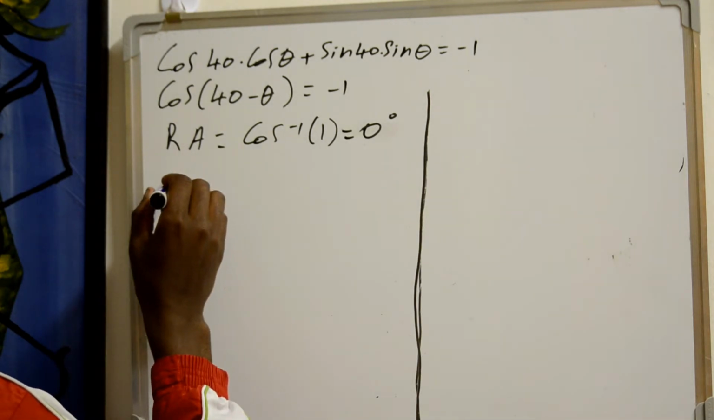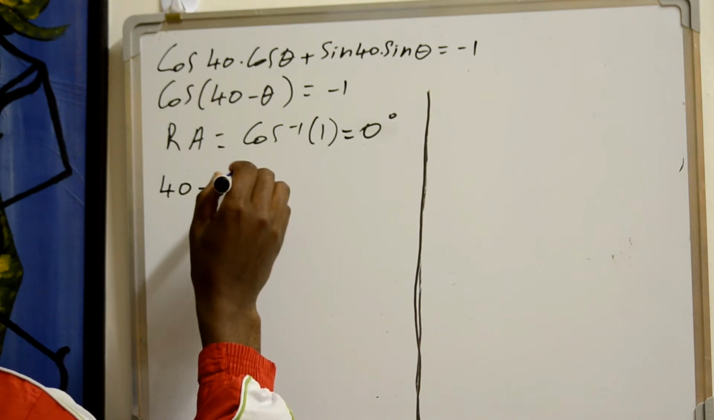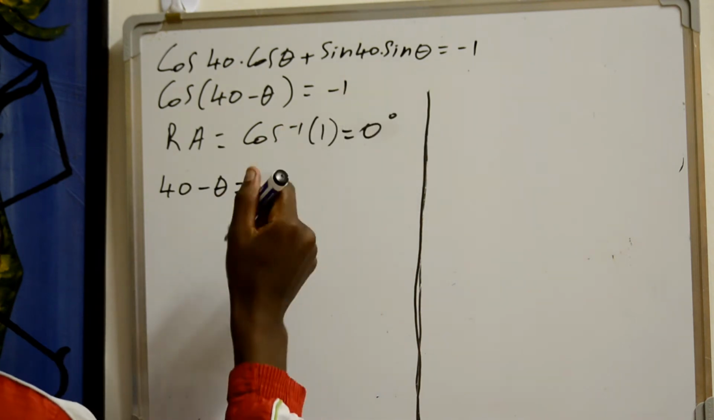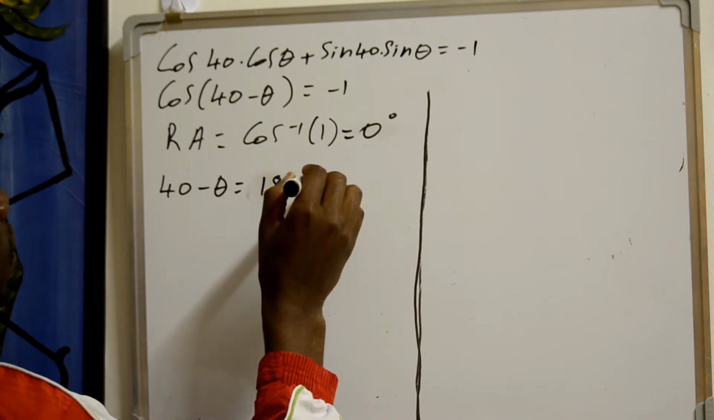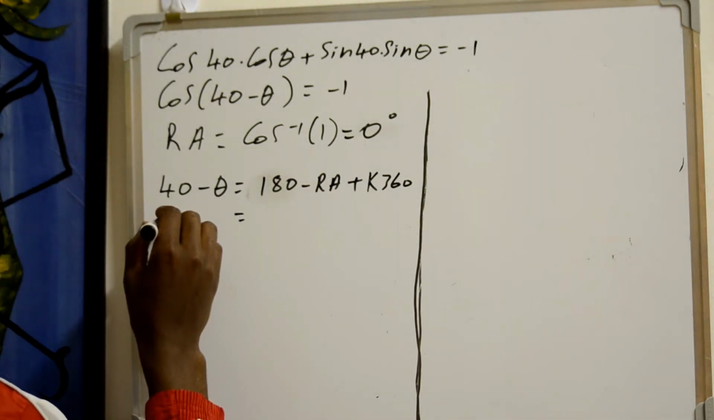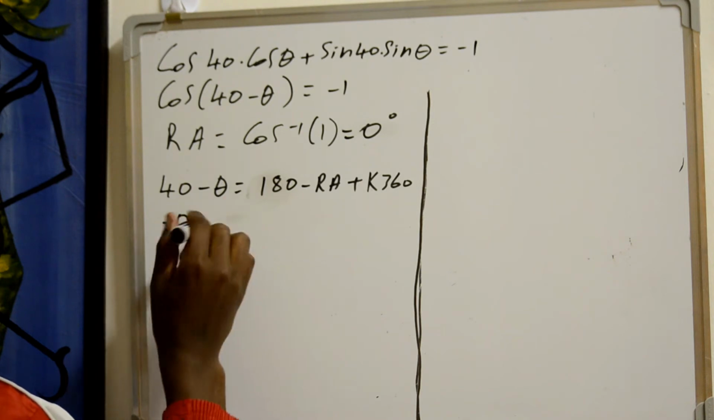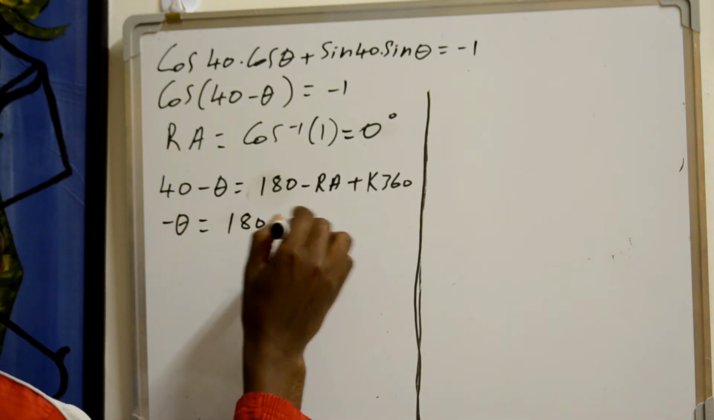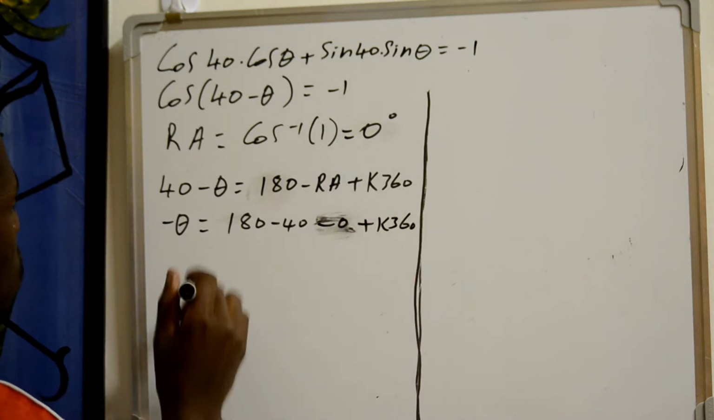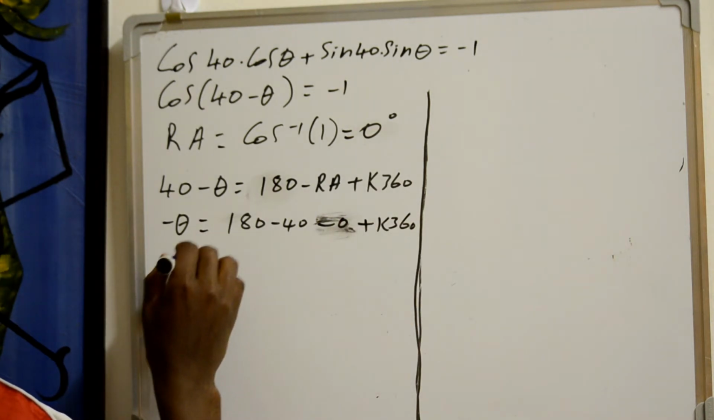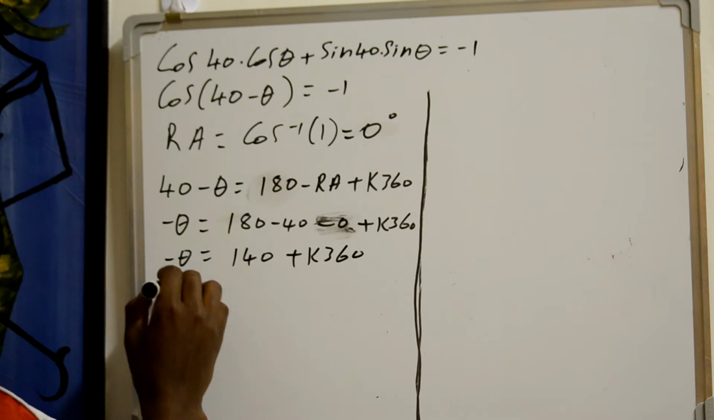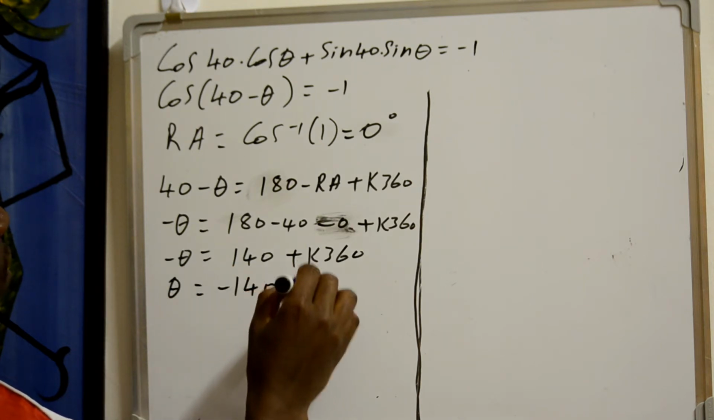With the second quadrant, 4θ minus θ equals 180 minus the reference angle plus k360. So 3θ equals 180 minus 0 plus k360, which is 180 plus k360. So θ is 60 plus k120. Then for the other quadrant, the solution is minus 60 minus k120.